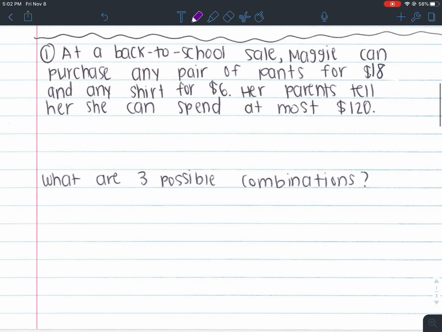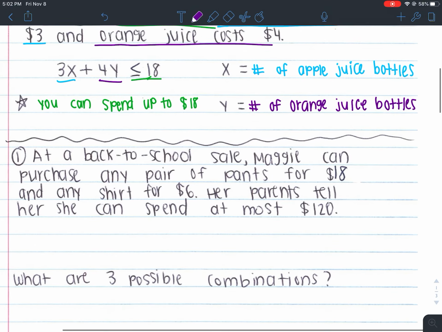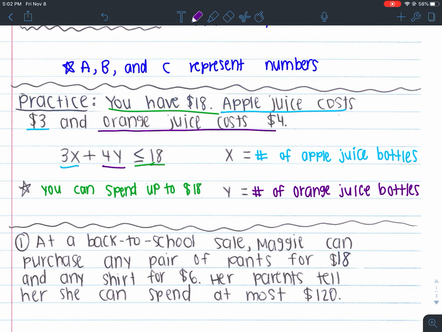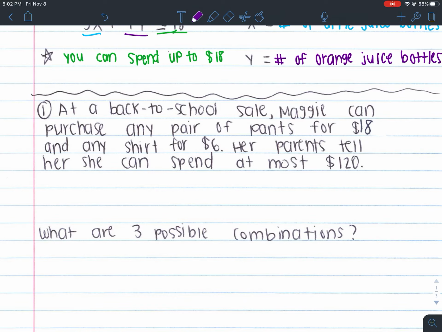Okay, so moving on to number 1. At a back-to-school sale, Maggie can purchase any pair of pants for $18 and any shirt for $6. Her parents tell her that she can spend at most $120. Before we even start this, we have to talk about the two things we're dealing with. In the last example, we were talking about apple juice versus orange juice. Here we're talking about pairs of pants and number of shirts.